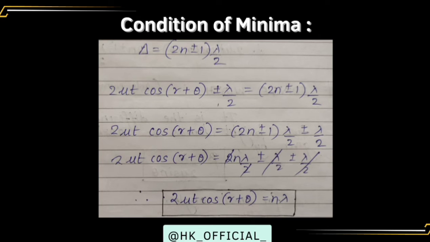So in simplified format, I will get 2n lambda by 2 ± lambda by 2, and the one which was due to Stokes law, that also would be added, ± lambda by 2. As these both are the same, this would be cancelled out, and 2 and 2 will be cancelled out. So what will be the condition of minima finally for us? It would be 2 mu t cos(r + theta) is equal to n lambda. That is the condition of minima. Super simple.